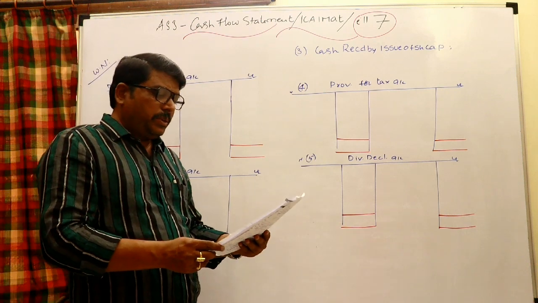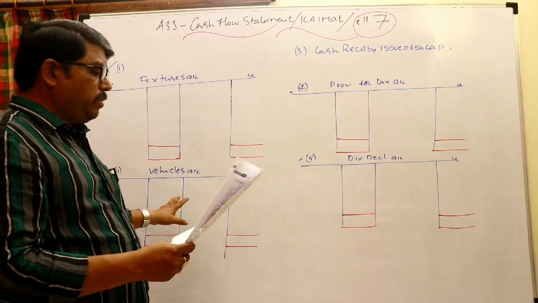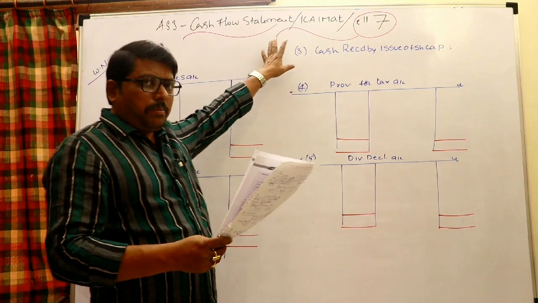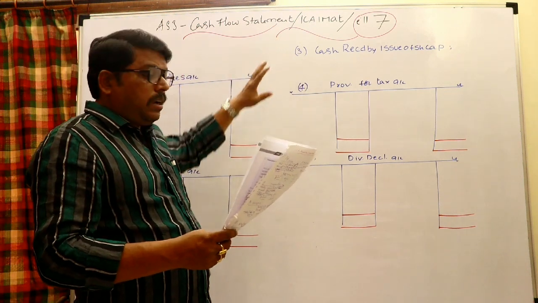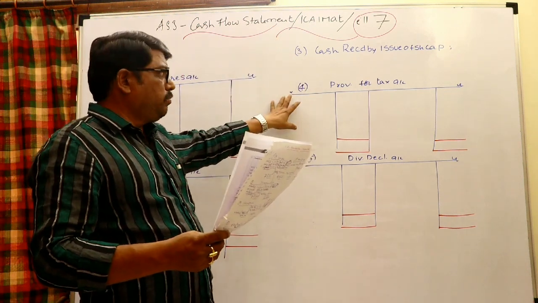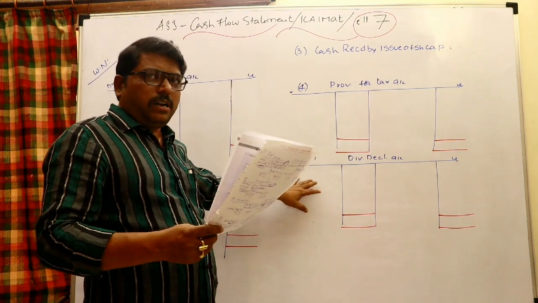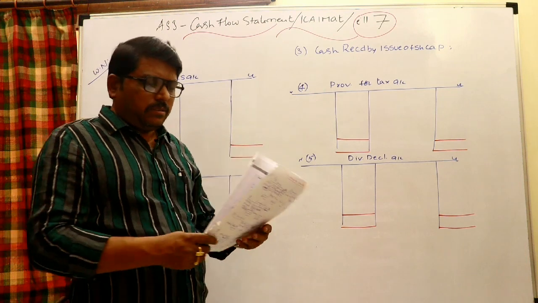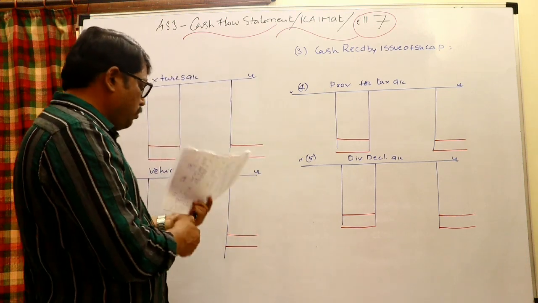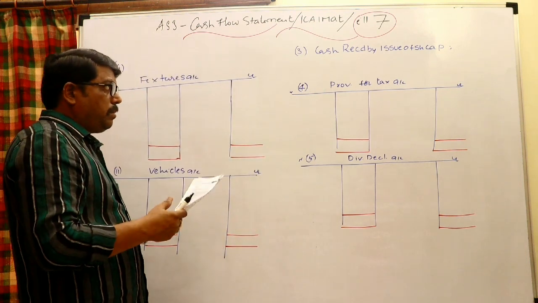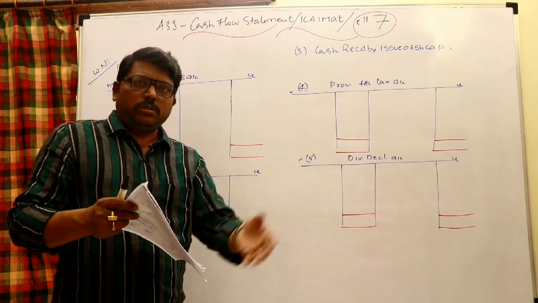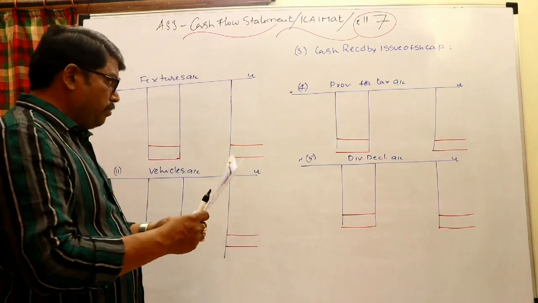So this is the information. Fixed assets account we can have, equity share capital account need not be prepared, and next you may have the provision for tax account to know the tax paid, and the dividend declared account to know the dividend paid. Okay, now I would like to work out all this very simply. After completion of these working notes, we can go to the simple cash flow statement.